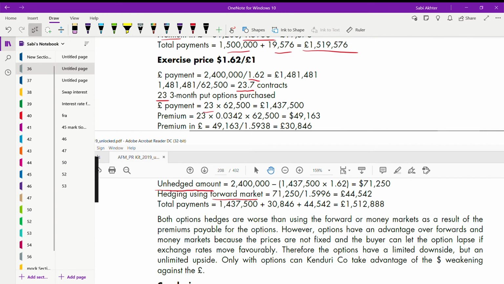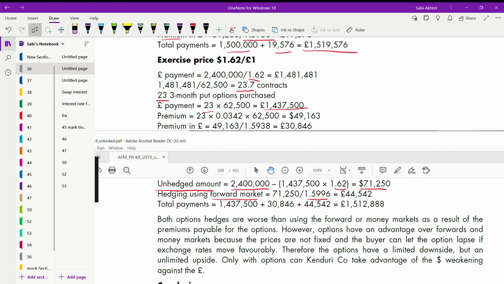How are you going to find out the amount? Simply, contract size into this amount, the pound payment, multiplied again by the exercise price to find the total payment in terms of dollars, because this is in dollars. First you have to find it in dollars only, then you convert to pounds using what? The forward rate. The same forward rate that you used previously for forward, because it's a payment only.